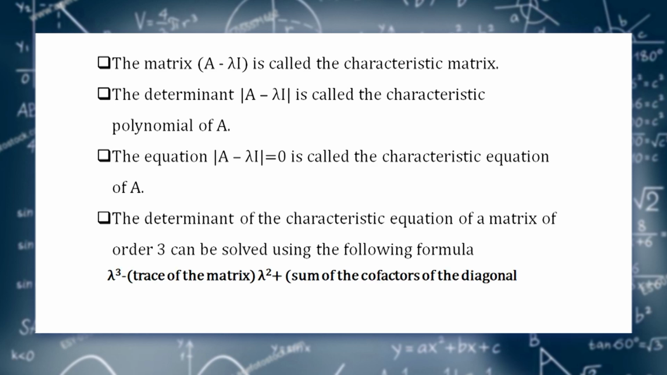The characteristic equation of a matrix of order 3 can be solved using the following formula. If you find the characteristic equation directly from the formula, then it will be easy to determine the eigenvalues of any given matrix A of order n. The formula is lambda cube minus trace of the matrix into lambda square plus sum of the cofactors of the diagonal elements into lambda minus determinant of A equal to 0. Remember, the trace of the matrix is nothing but the sum of all the diagonal elements of any given square matrix.